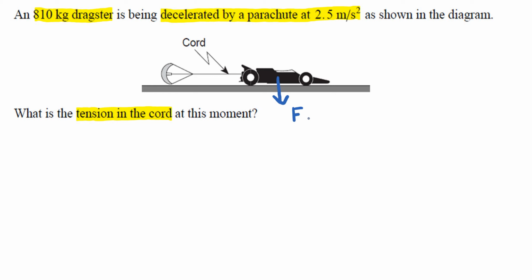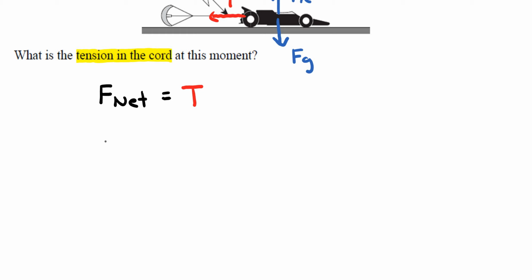So there's my force of gravity, there's my force normal, and we also have a tension in the rope here, which I'll label T. Now, when we create our F net equation for this particular problem, we're only interested in the forces from the free body diagram that are acting in the horizontal direction. So the tension in the rope is the only force that we consider for our F net equation here.